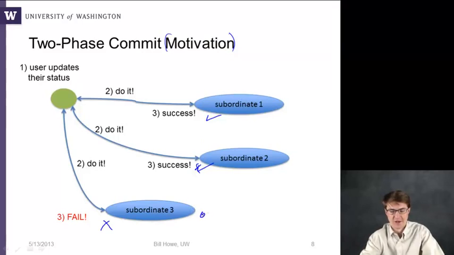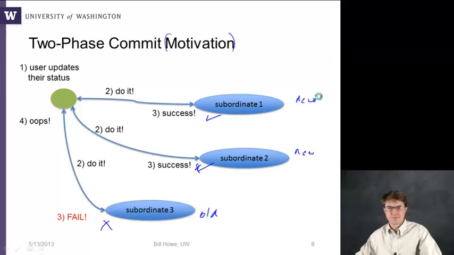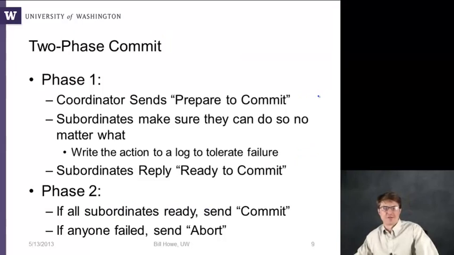Subordinate 3 has the old value, and these guys have the new values. Okay? So how you solve this problem is two-phase commit. And so the first phase here is the coordinator sends a prepare to commit message, and the subordinates take action to make sure that they can commit that transaction when asked, no matter what.